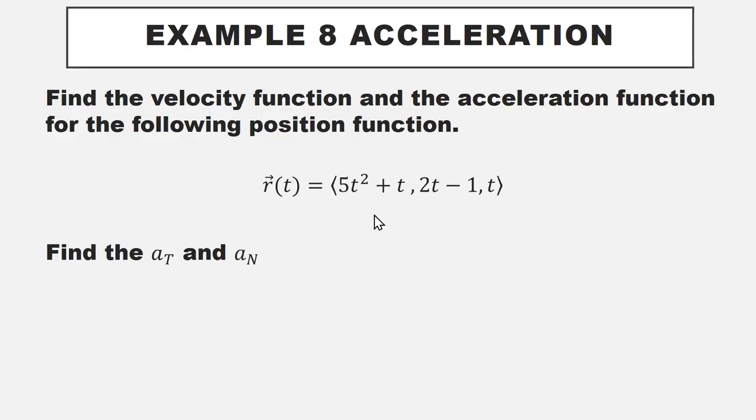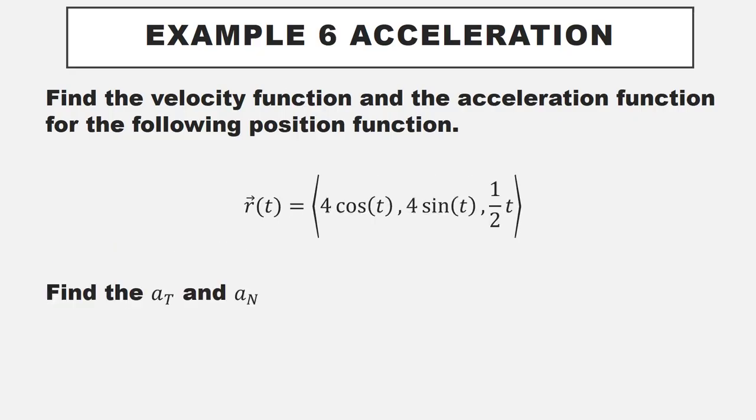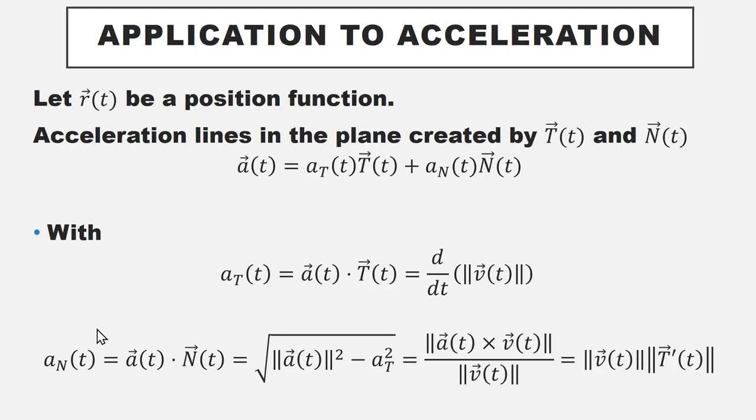Now let's do the last example of a position function that we've already calculated with. This was the one that gave us a lot of difficulty to get the unit normal vector. Unit tangent wasn't crazy bad, but the unit normal vector was. And so with this one, we'll calculate the a sub t, we'll calculate the a sub n, and we'll try to use the quickest methods possible. The quickest methods possible may be the dot product. They may be one of these other formulas.